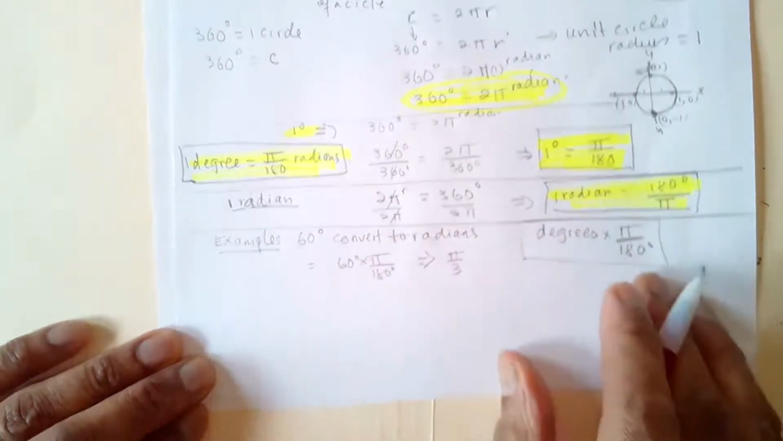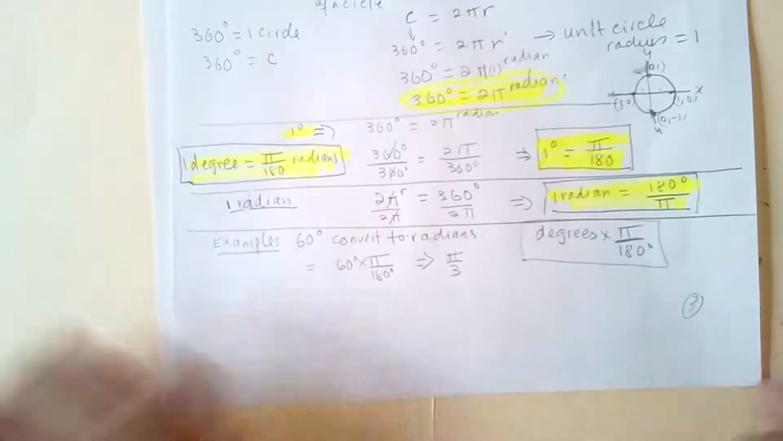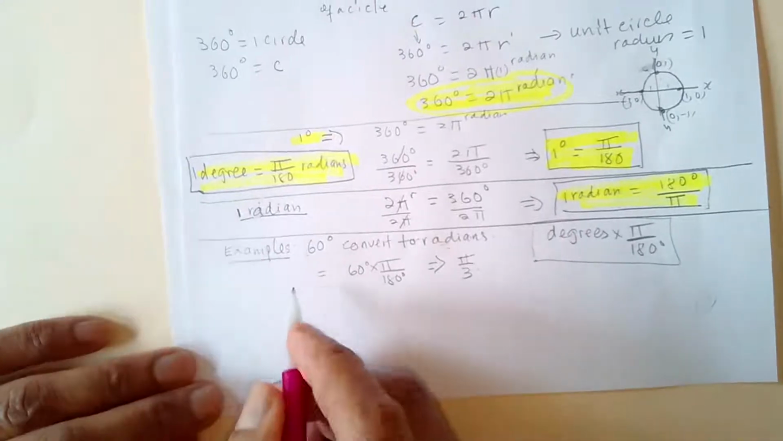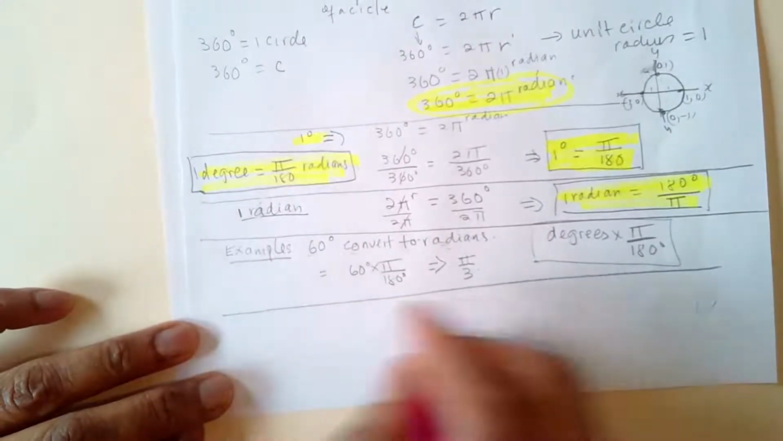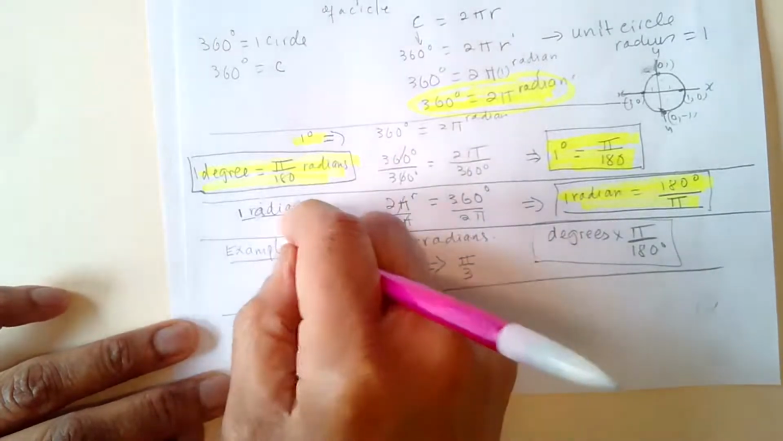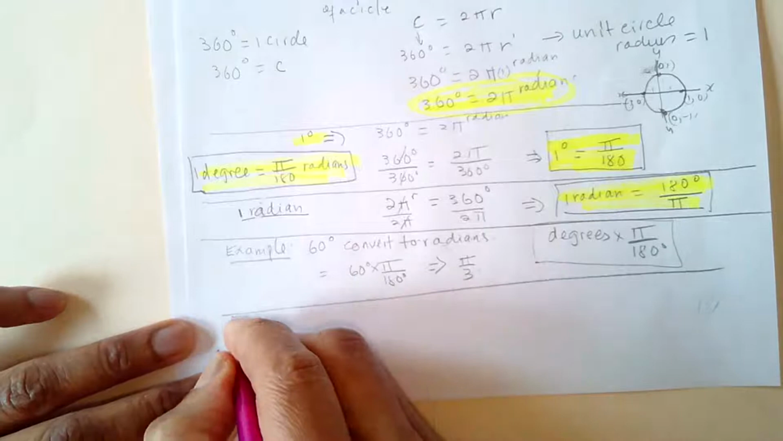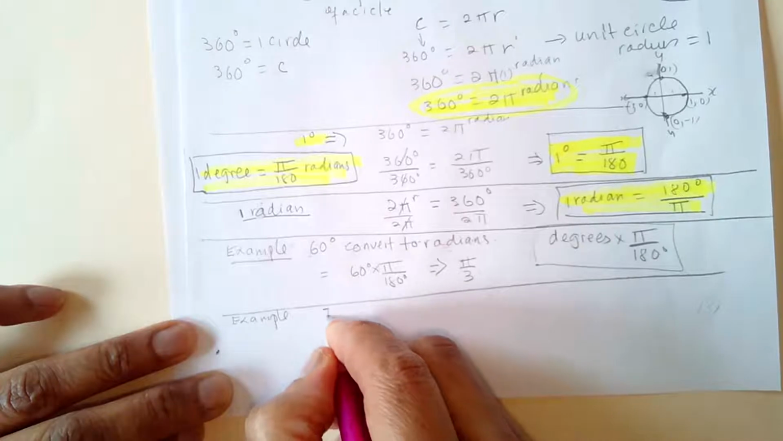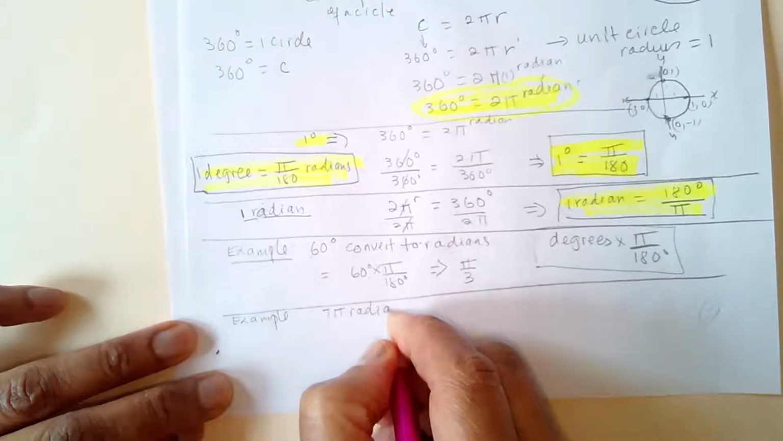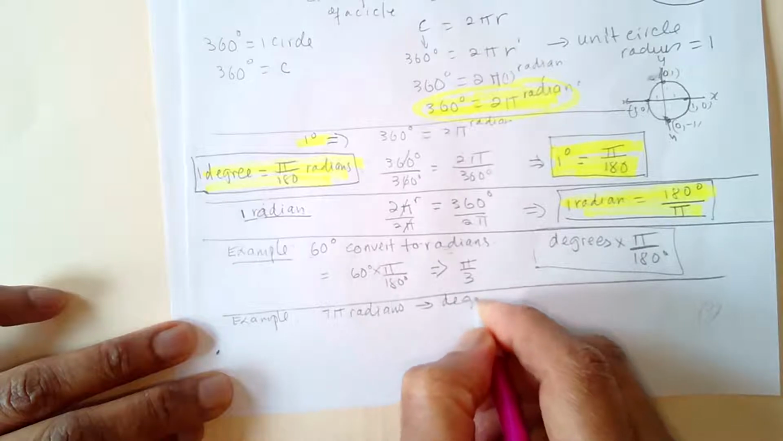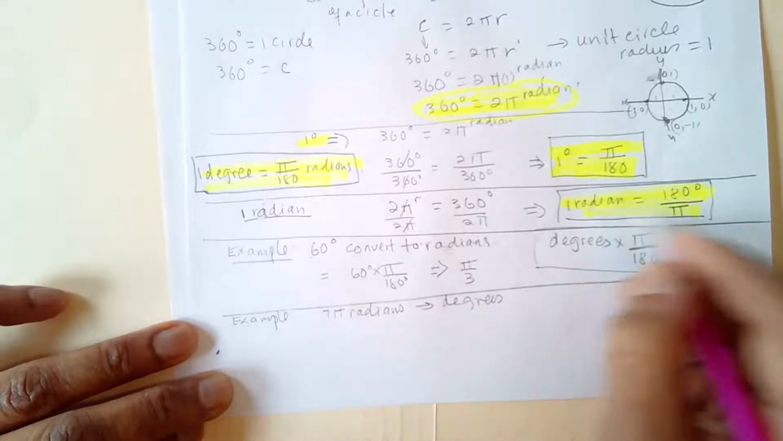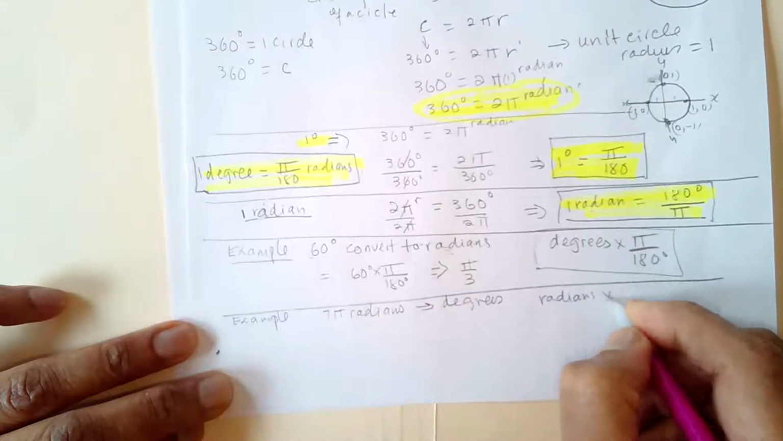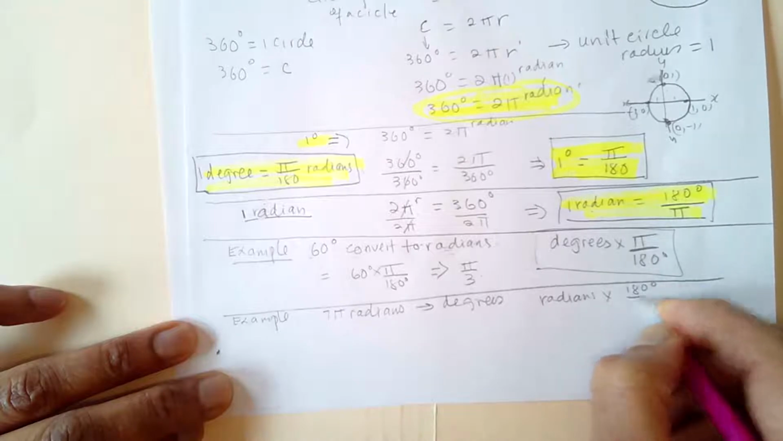So let's look at another example where we are doing the reverse now. When we're changing radian, let's say I have 7 pi radians, I'm going to change it to degrees. So now 1 radian is 180 over pi. So you take your radian and multiply by 180 over pi.